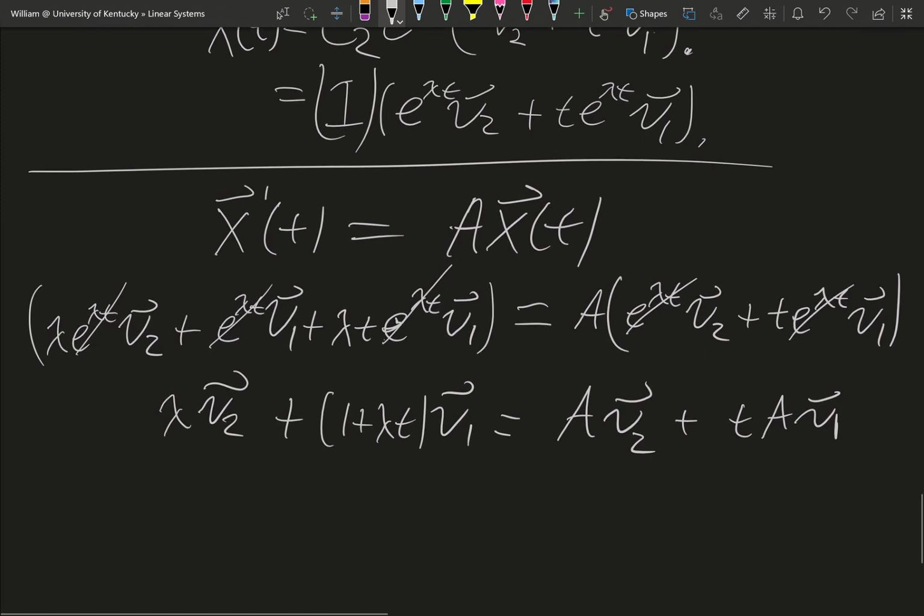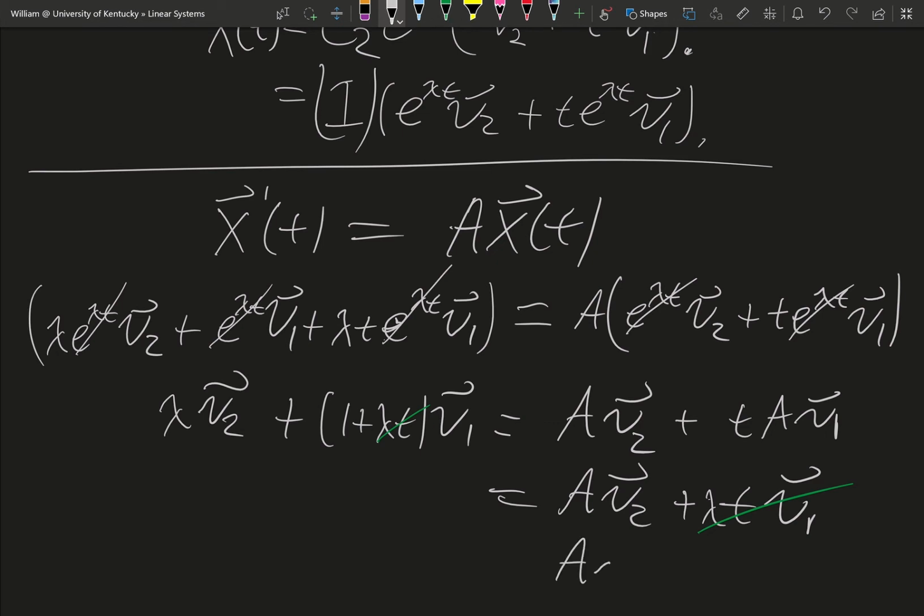And moreover, remember that by assumption, I know what happens if I multiply A with V1: I get lambda times V1. So A V2 plus lambda t V1. And now I can cancel some things. I can cancel that term with that term, and now I'll get the equation that I want. So A times V2 equals lambda V2 plus V1.